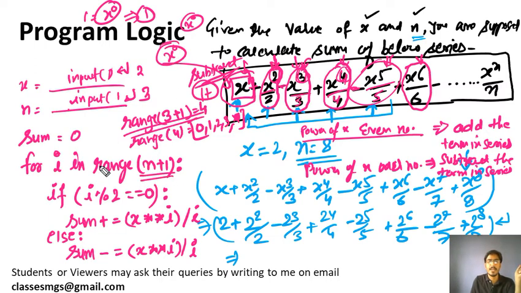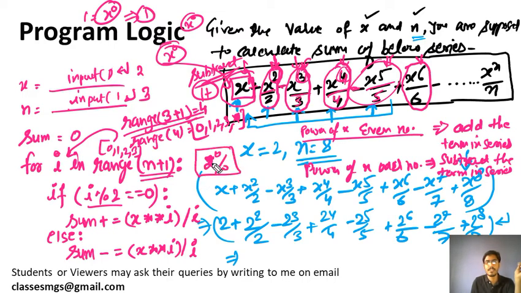Otherwise what will happen, this series will be calculated like this: for I equals to 0, let's suppose the list will come like this, 0 1 2 3. The first time I will be 0, and 0 percent 2 is always 0, and then sum will become x raised to power 0, means 2 raised to power 0, divided by the I value, which is 0.